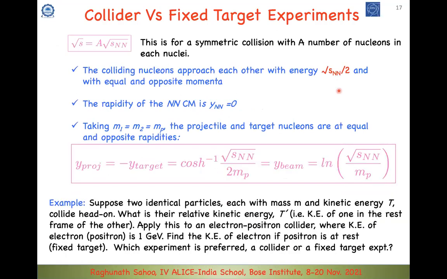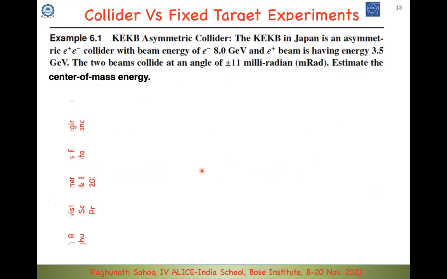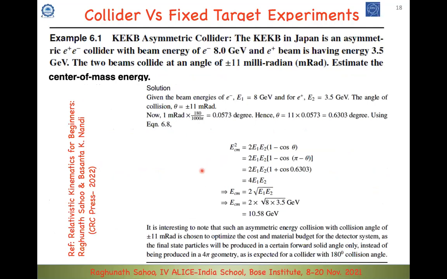Yeah, I think I can skip these things, because once you do this analysis, you can calculate all what you need, like your y projectile, which will be minus of y target in a collider mode, okay, and this will be equivalent to your y beam, and this can be written as logarithmic of square root of SNN by MP. Okay, so these things you know. So I will try to skip those things.